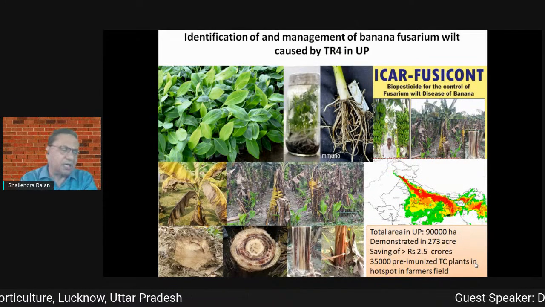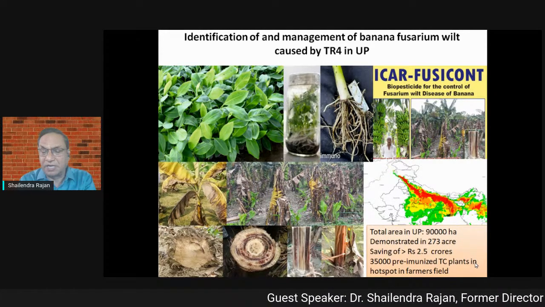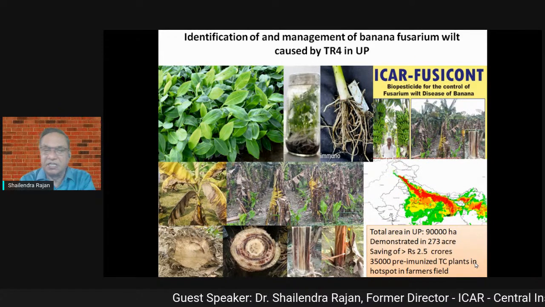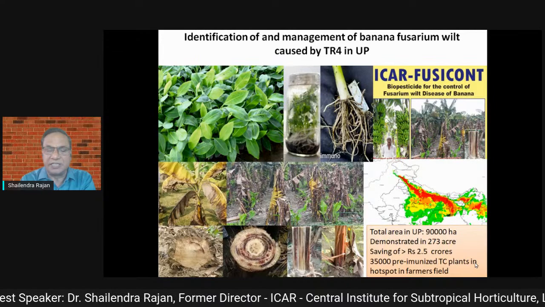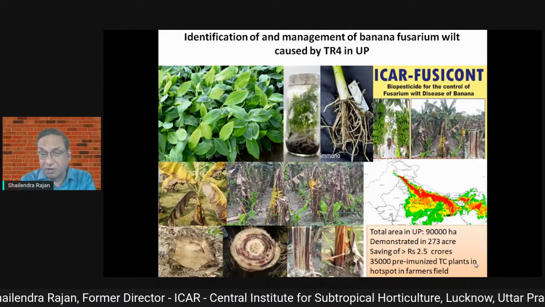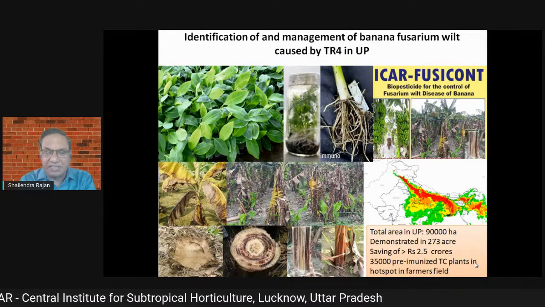But the interesting thing is that UP has exported bananas from the foothills to other countries also, and containers have been sent from Lucknow. But this will all have a break if this disease is not managed or contained.